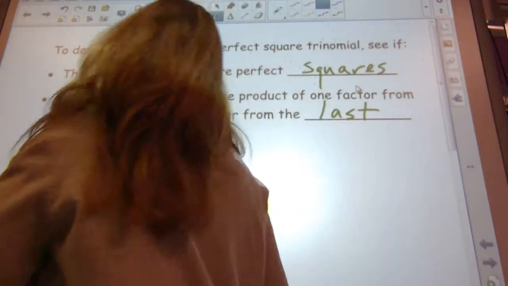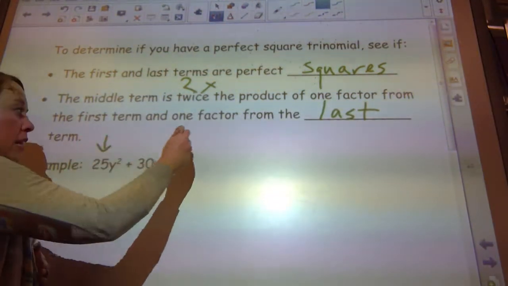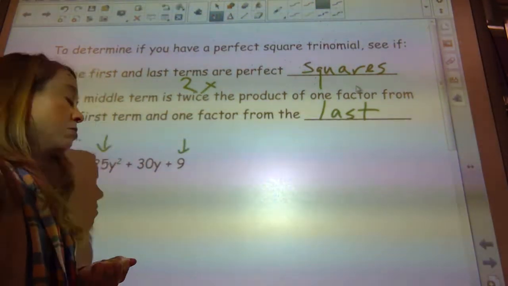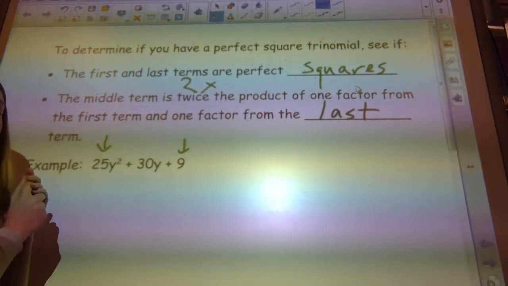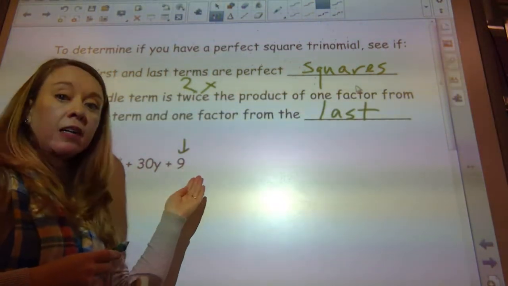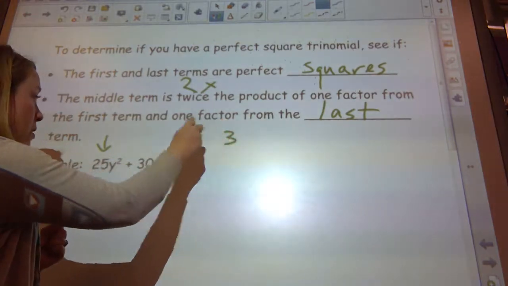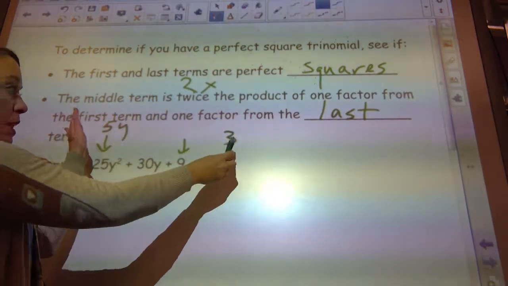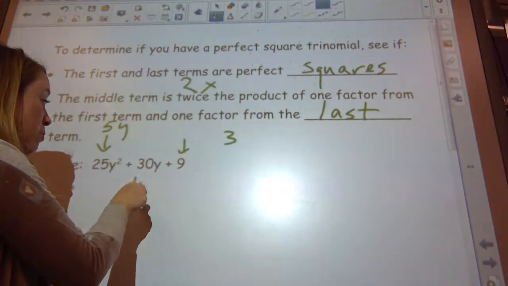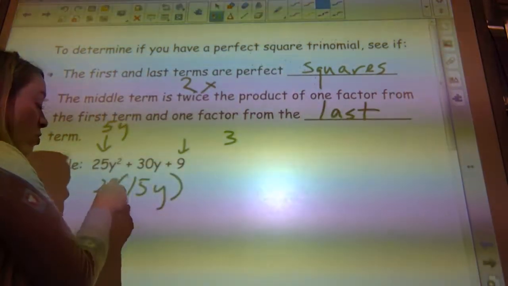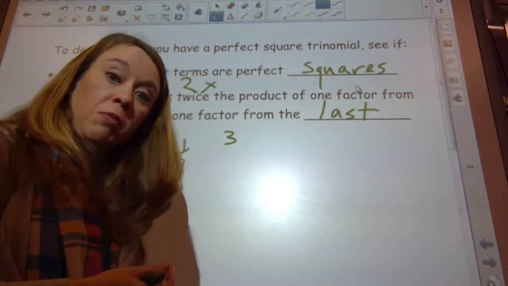We've got 25y squared plus 30y plus 9. So first I'm going to look at these and say, are these perfect squares? Well, yeah, 5y times 5y would make this 25y squared, so that's a perfect square. 9, 3 times 3 makes 9, so that's a perfect square. Now if I take 3 and 5y and multiply them together, I get 15y. If I multiply 15y times 2, I get 30y. So this does fit all of my criteria for a perfect square trinomial.